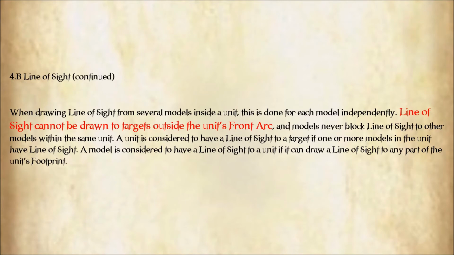This is when drawing a line of sight from several models inside a unit. This is done for each model independently. Line of sight cannot be drawn to targets outside the unit's front arc. So you have to measure from each individual model separately, but it still cannot go outside the unit's front arc. And models never block line of sight to other models within the same unit. I was asked me the other day, if a mage can manage to get into the second rank, he still has a line of sight. Or third rank, or any rank other than one.